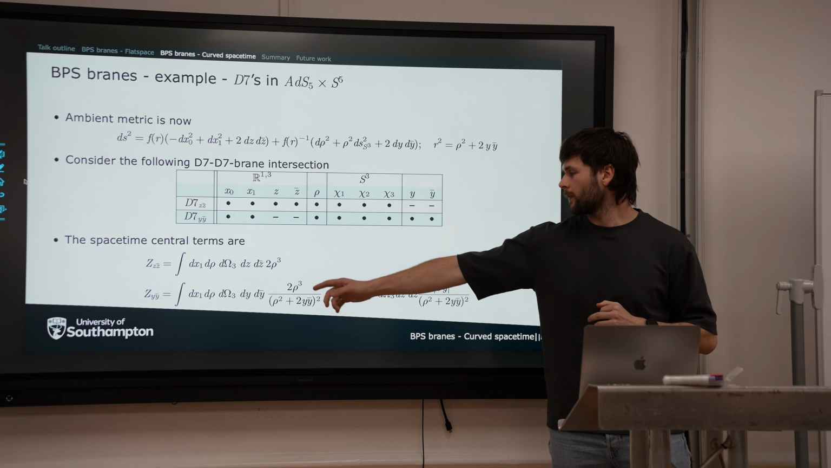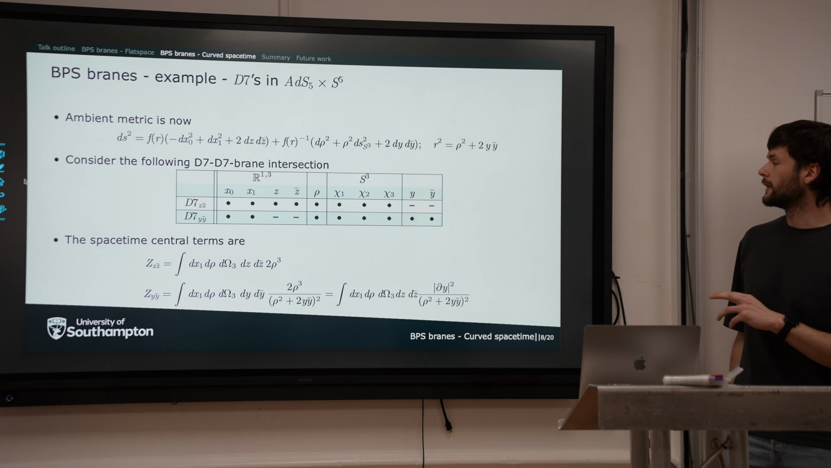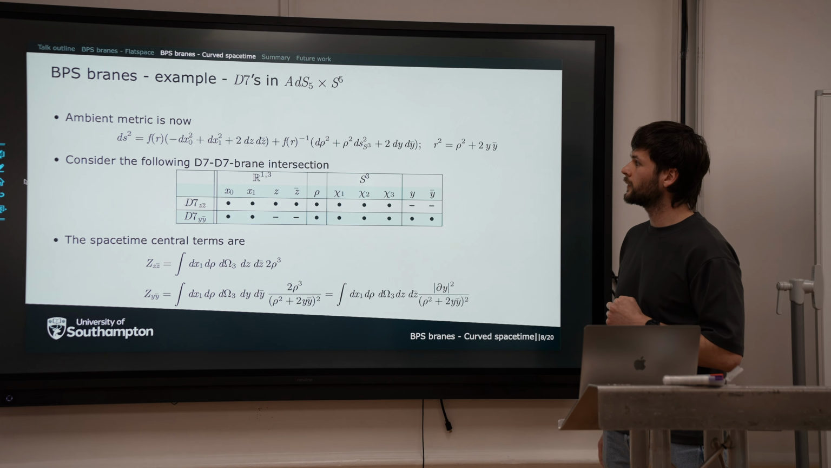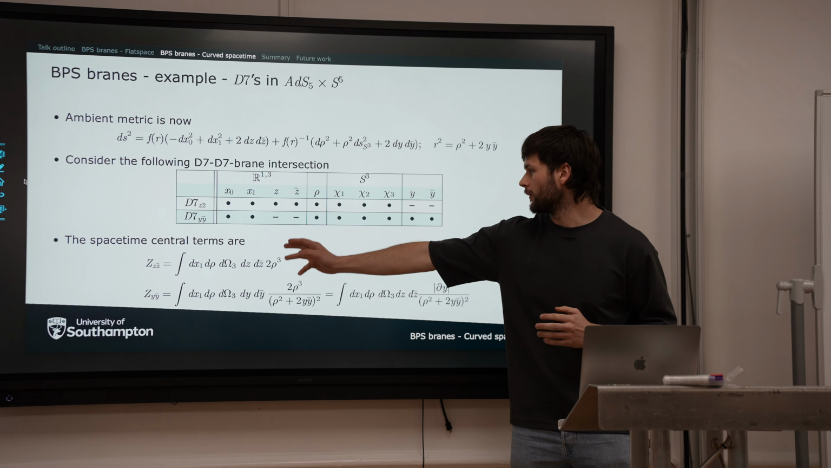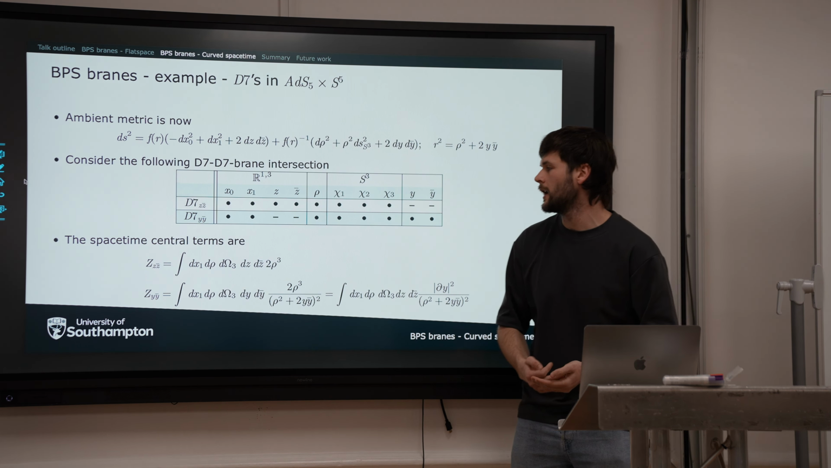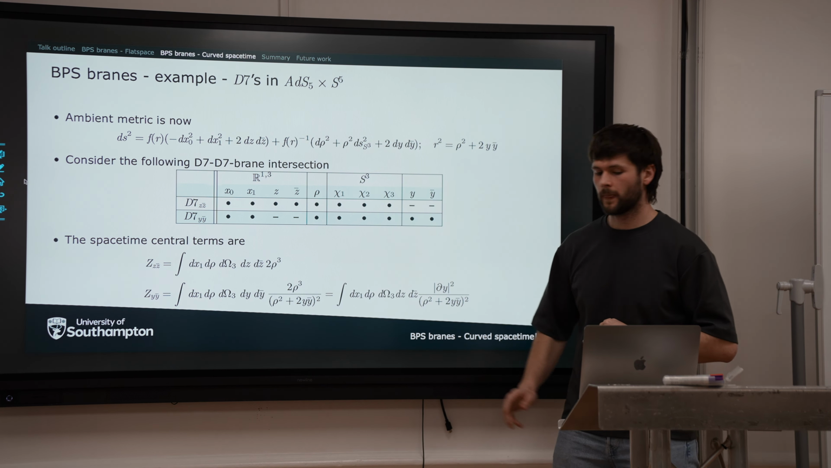terms. And the forms of these I want you to keep in mind because these will be integral to the interpretation of meromorphic solutions in a second. So just keep the form of these in mind. So if you have a D7 brane intersection in AdS5 × S5, then the contribution to the supertranslation algebra should be of this form.